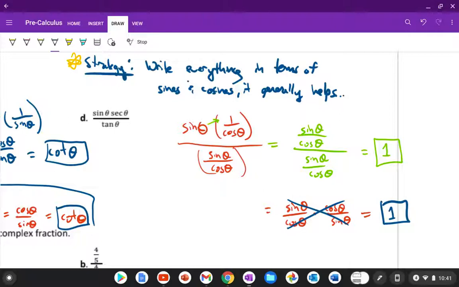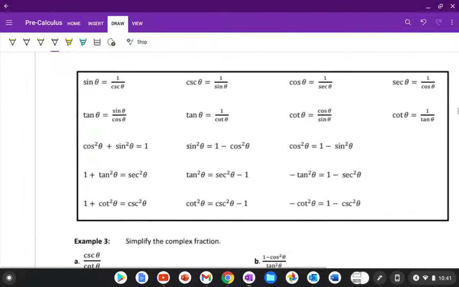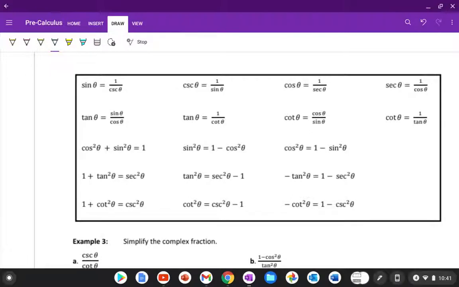There it is. Okay. Again, this just takes practice, but if you stick with this strategy, most times it'll pay off. I'm going to go ahead and just do a few more here. These are all going to be complex fractions.